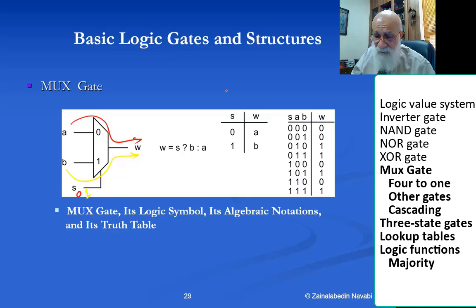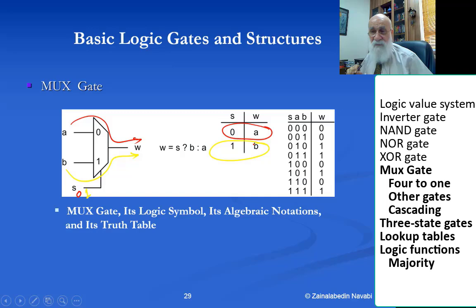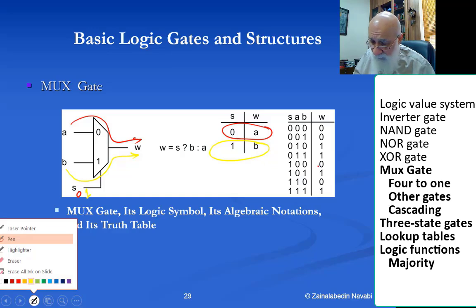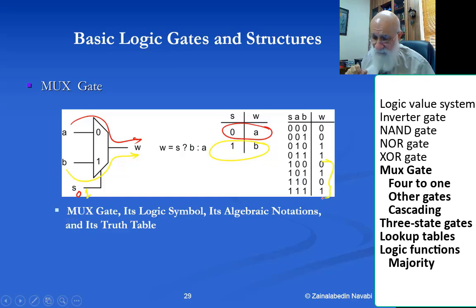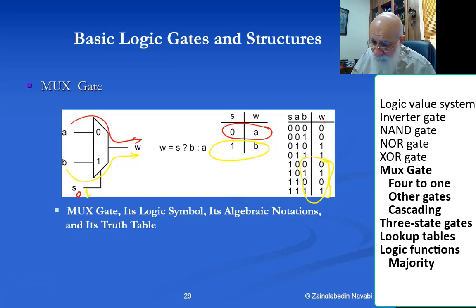And this table shows that if S is 0, W becomes A. If S is 1, W becomes B. Okay, so this is the red line here, and this one is the yellow line here. And if you want to write the complete truth table for it, if S is 1, which is this part, you are seeing that your W is the same as your B, but then if S is 0, your W is the same as your A.